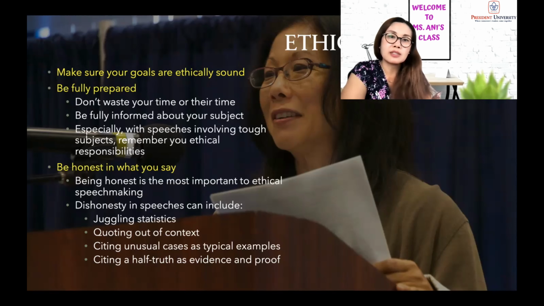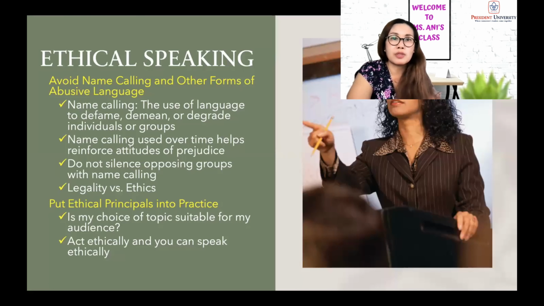Some examples of dishonesty in speeches may include juggling statistics, so presenting misleading facts, and quoting out of context, so something that is not really related to whatever topic we have. Citing unusual cases as typical examples, for example cases that are considered very sensitive or that are supposed to be protected. And citing a half-truth as evidence or proof. For example, we should not use evidence or information if we are not really 100% sure about what we want to share with our audience.